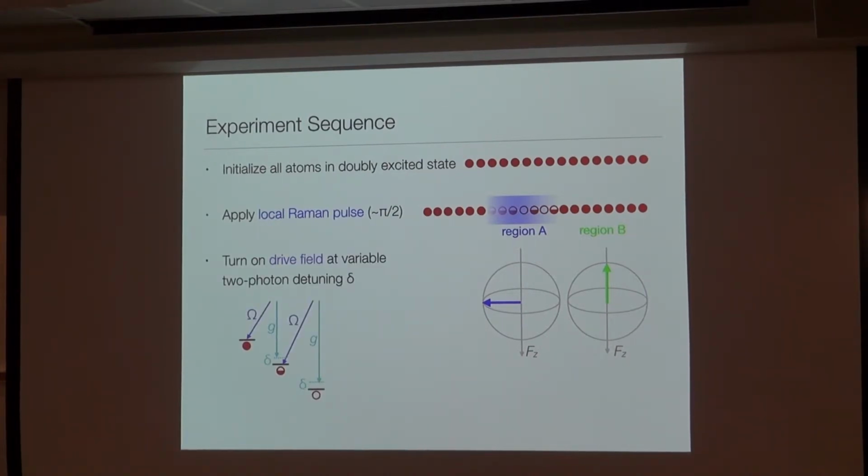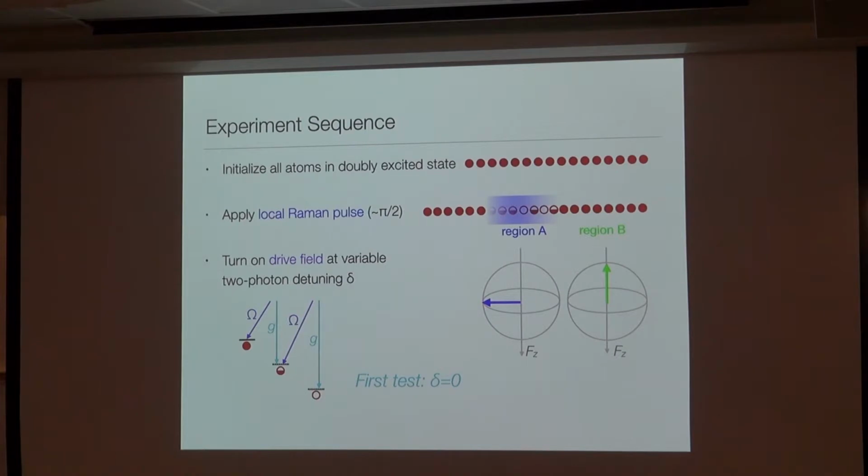To do this, we can turn on this drive field at some variable 2-photon detuning and see what happens. First, let me consider a simple case. If I just set the 2-photon detuning to 0, then I expect this dissipative process to be resonant, and I will expect all of my spin excitations to leave through this Raman process. This is essentially a superradiant decay process that I expect to happen.